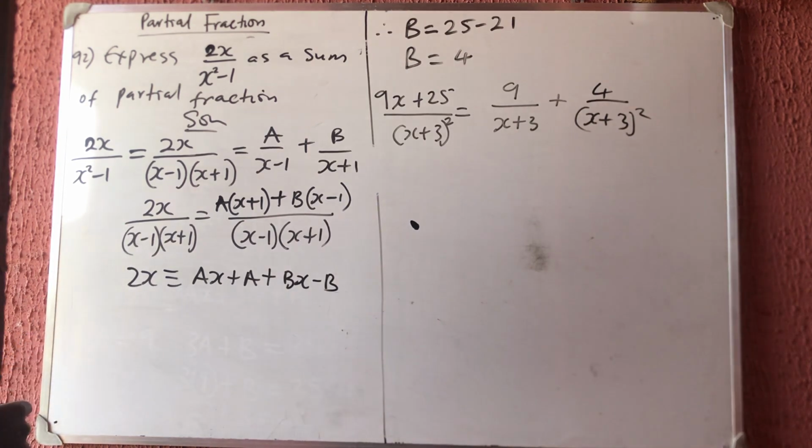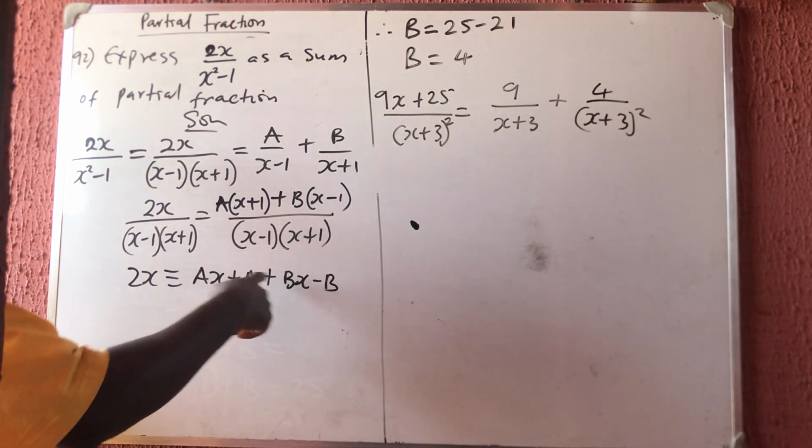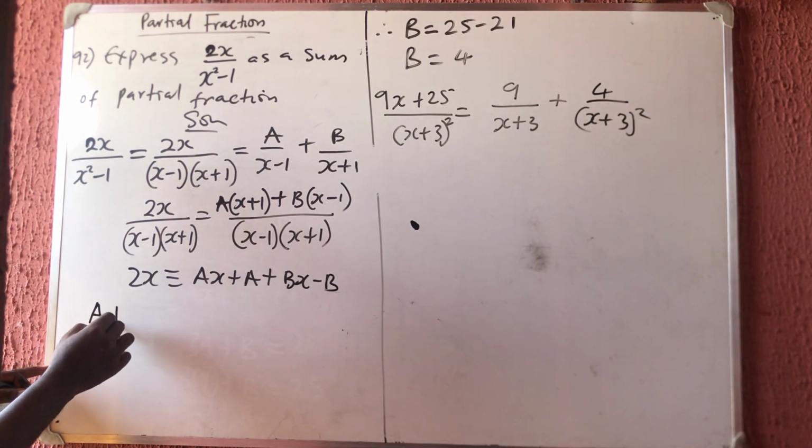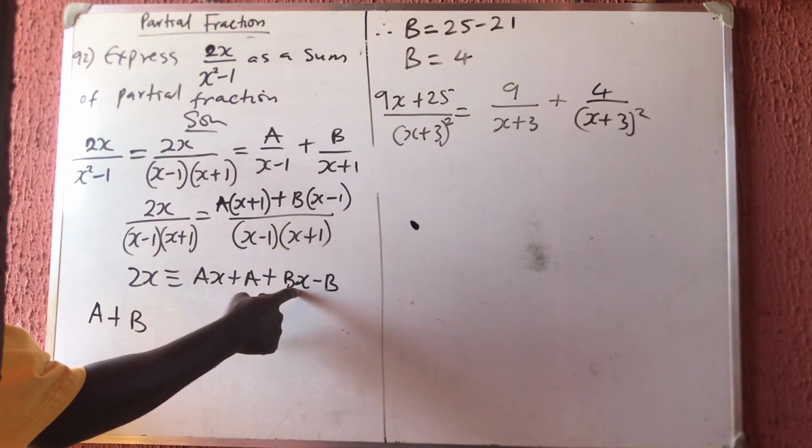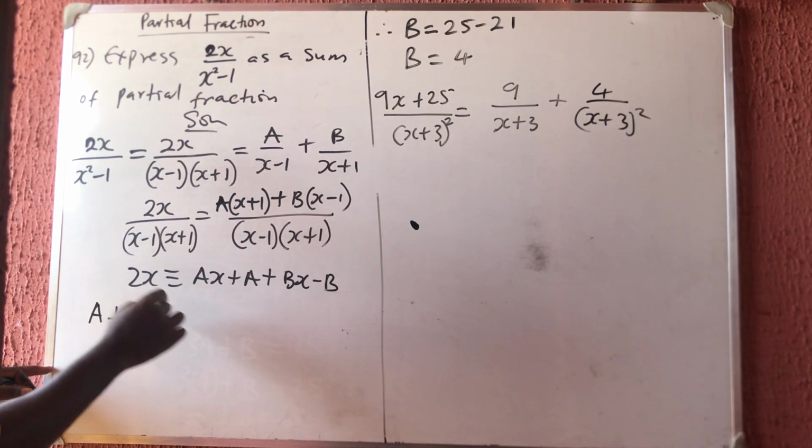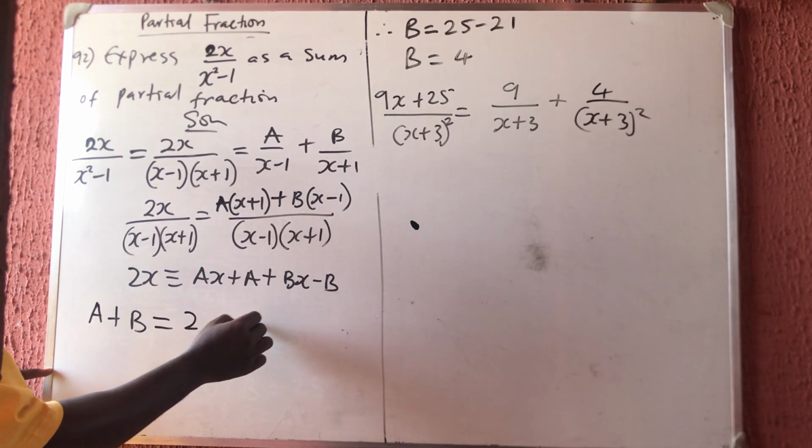Now, if you now put the equivalent, you start comparing. Who has x in the right hand side? A and plus b has x. This and this has x. So it should be equal to what? 2 that has x. You call it equation 1.